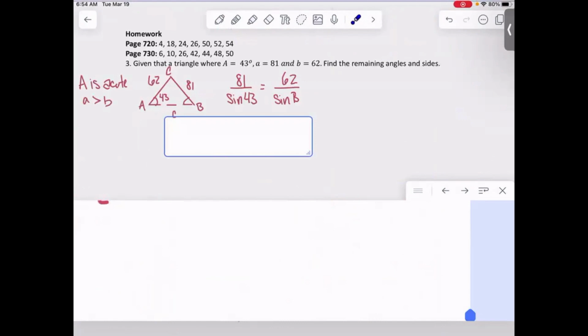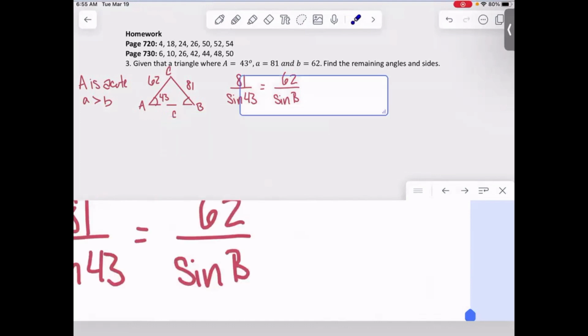I would like for you to try to pause this video and solve for side B on your own, just to get some practice doing it on your own. And then you can press play again when you finish solving for side B. So you have the equation here, so you can just go ahead and solve. And if you want to challenge yourself, pause the video and solve for not just side B, but side C and angle C as well. Okay, hopefully you guys did that.